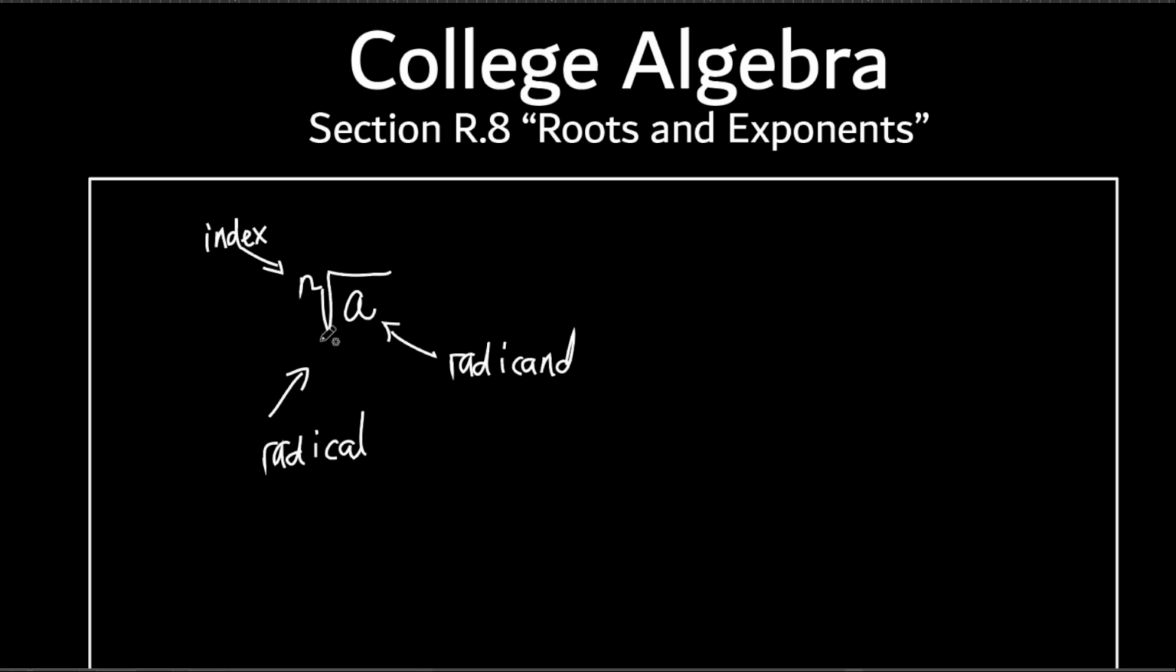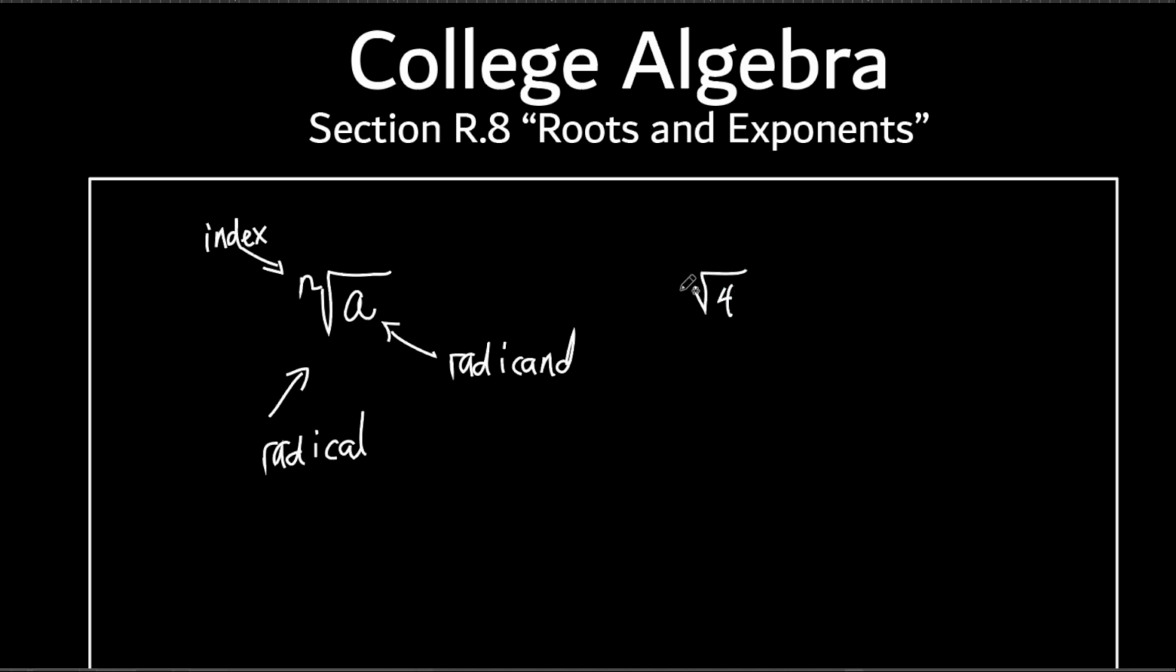You have the root itself, or the radical, the index, and the radicand. So for instance, and we've done this before, I'll start off with about the easiest one you can do. If I just have a radical symbol and a radicand, which is 4, what's the index?